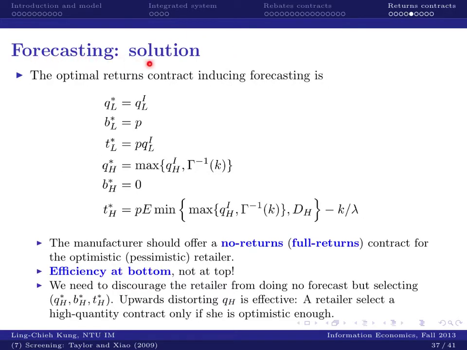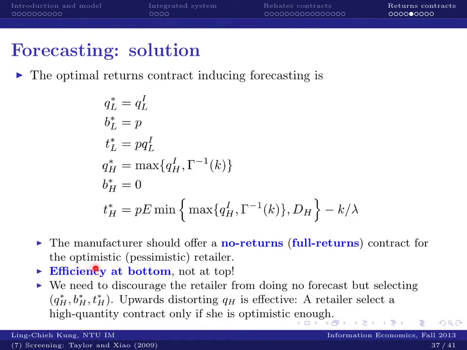To induce forecasting, this will be the contract offered by the manufacturer. Okay, several observations. First, the manufacturer should offer a no return contract for the optimistic retailer, but a full return contract for the pessimistic retailer. Why? I want to differentiate different types of retailers, right?